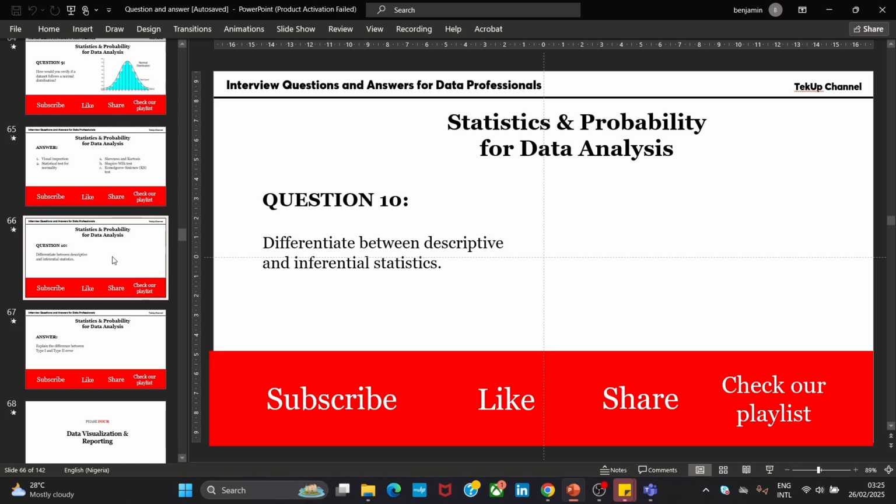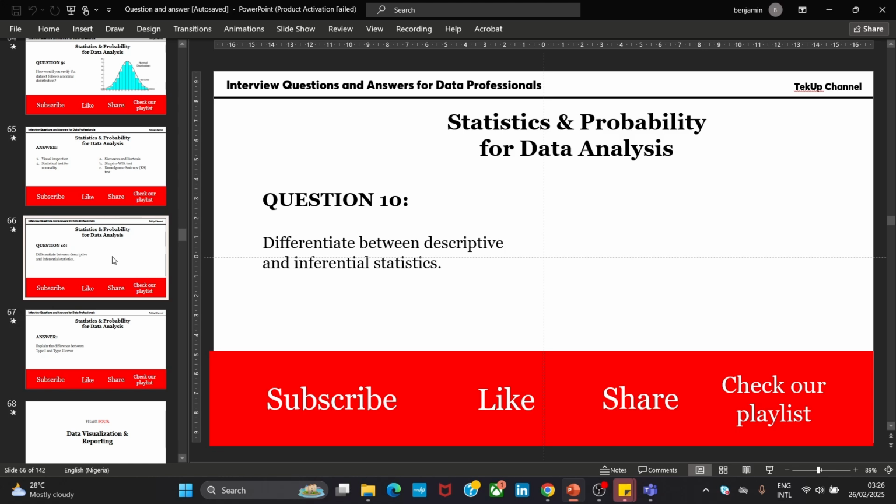Inferential statistics, on the other hand, uses a sample of the data set to make predictions and generalize insights on the entire data set. For example, we have our hypothesis testing using our t-test and our chi-square.